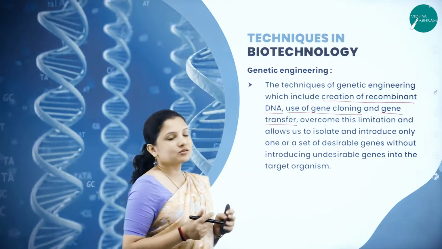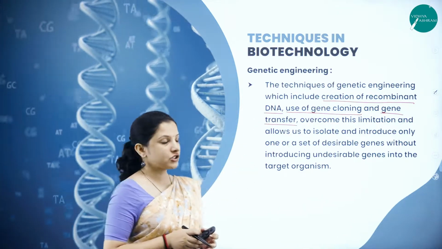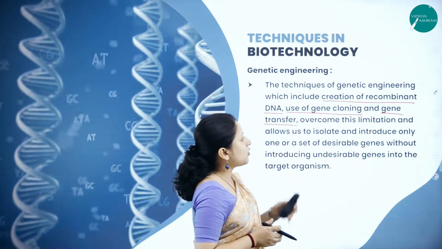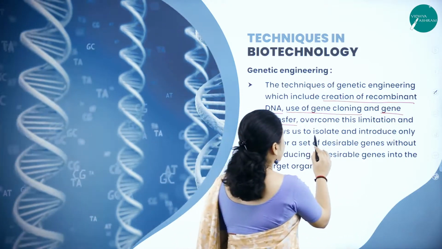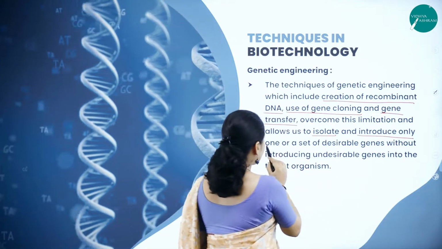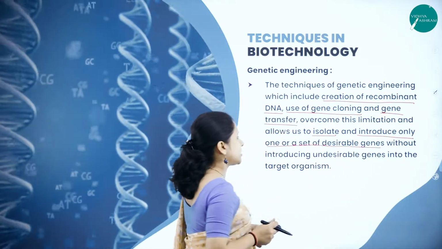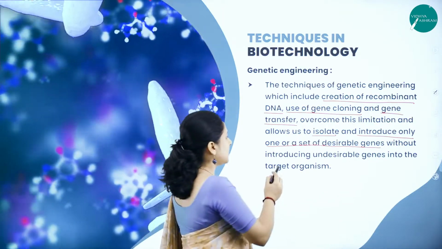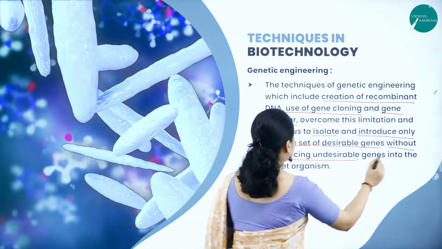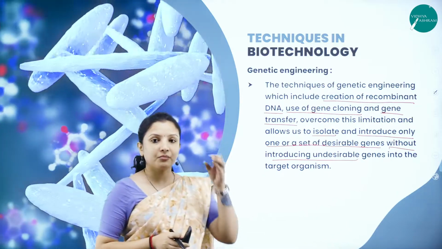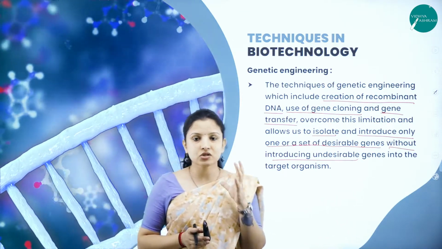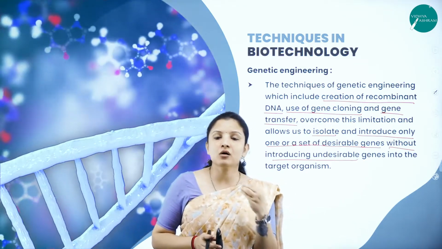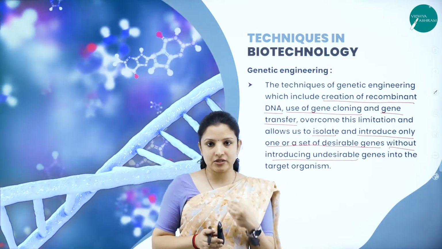So, all these three different steps are followed under genetic engineering, to overcome this limitation and allow us to neatly isolate and introduce only one or a set of desirable genes without introducing undesirable genes into target organisms. So, the main aim of genetic engineering is to construct a DNA which has only the genes of our interest.